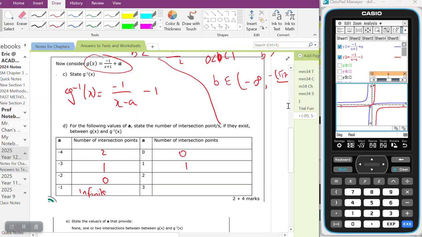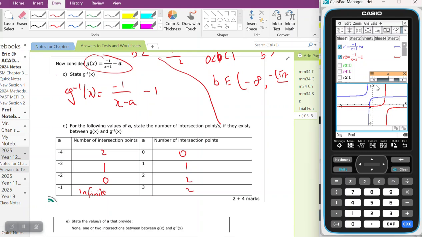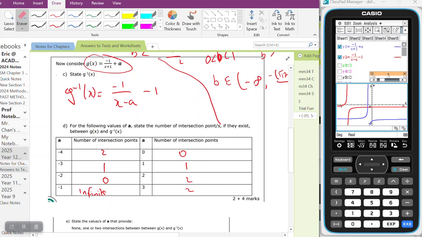At 1, one intersection. At 2, two intersections. If we keep going, we can see it keeps going at two. If I go the other way, below -4, so -5, -6, and so on, it's again going to be 2, 2, 2, 2, 2 in the other direction as well.